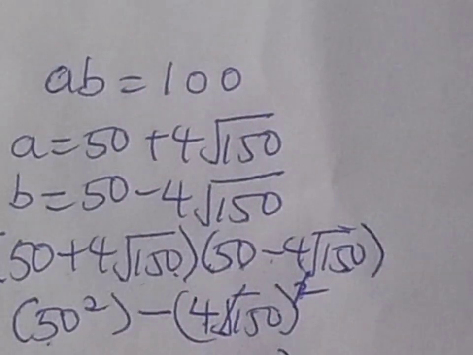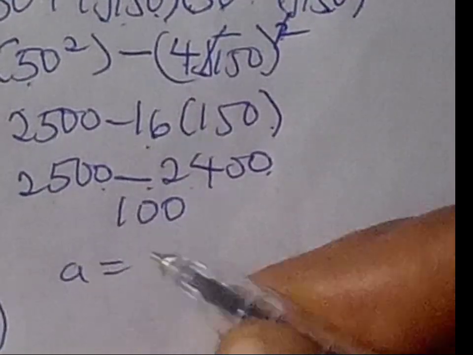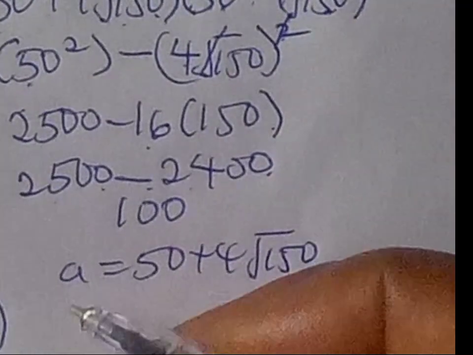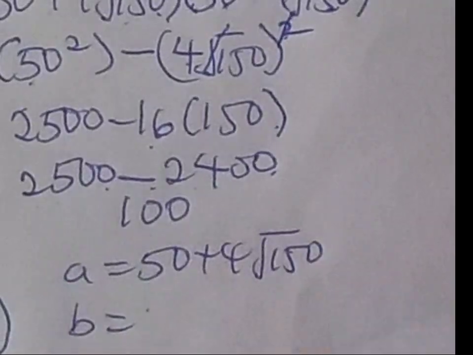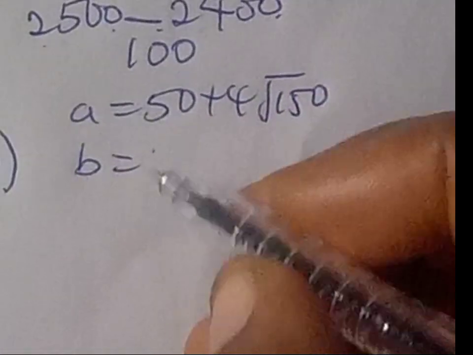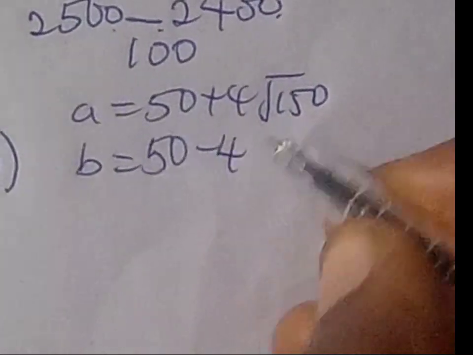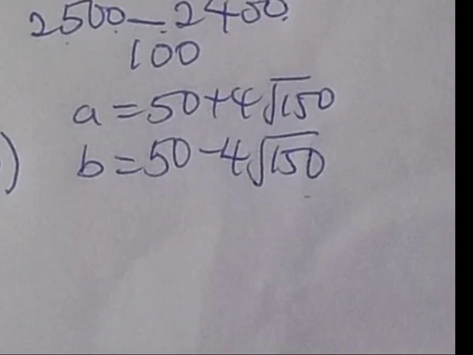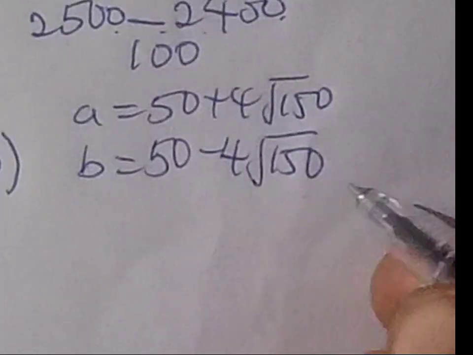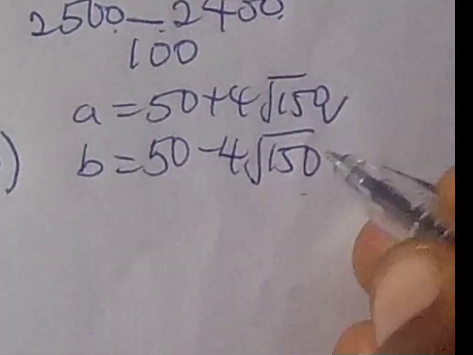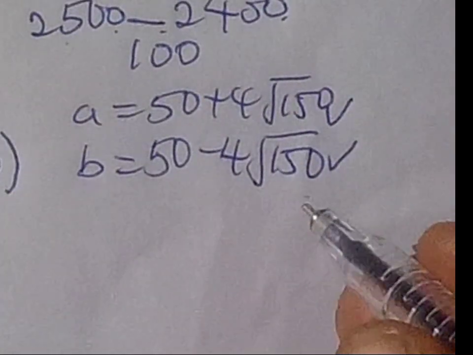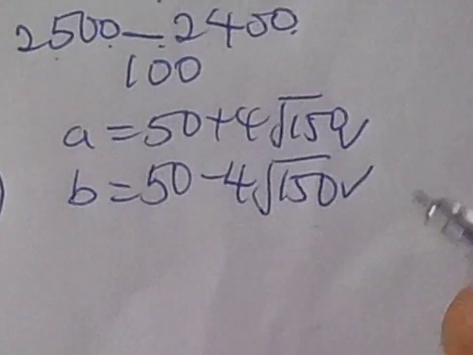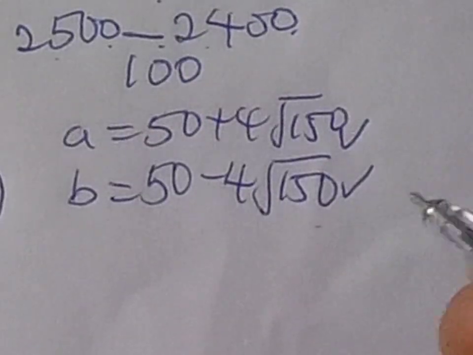That means A equals 50 plus 4 root 150 and B equals 50 minus 4 root 150 are the two solutions to our equation. Because when we tested the sum, we got 100, and when we did their product, we also got 100.